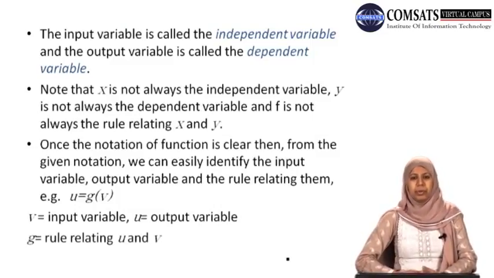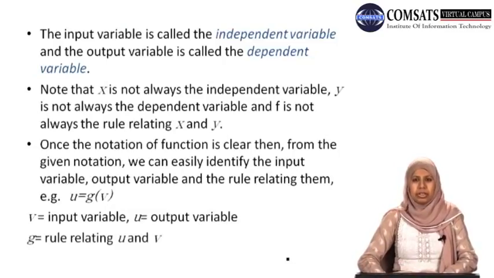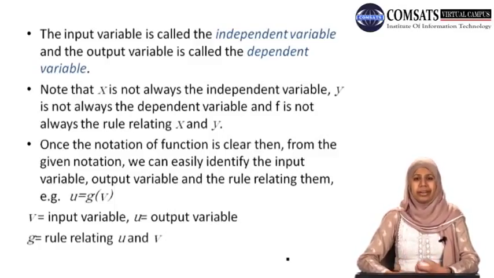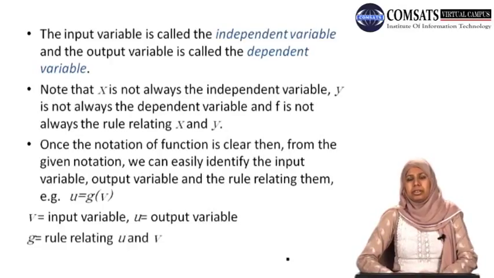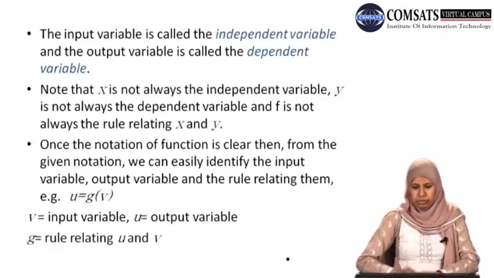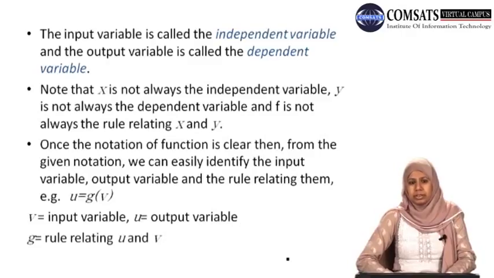For the input variable we have a particular name: the input variable is called the independent variable and the output variable is called the dependent variable. According to the rule, we can take any selected values of input from our domain, apply the rule, and obtain the corresponding values of output, which depend on the input according to the rule. So the naming is very clear: the independent variable is the input variable and the dependent variable is the output variable.